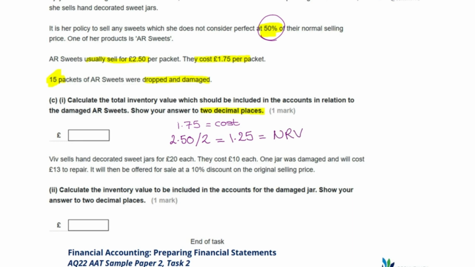So we're always going to be choosing the lower one of the two. So then we times that by 15, which is our number of damaged sweets, to give us £18.75. So be careful when you're reading these questions, because it does ask for the total inventory value, not per sweet. It is the total of the 15 packets.